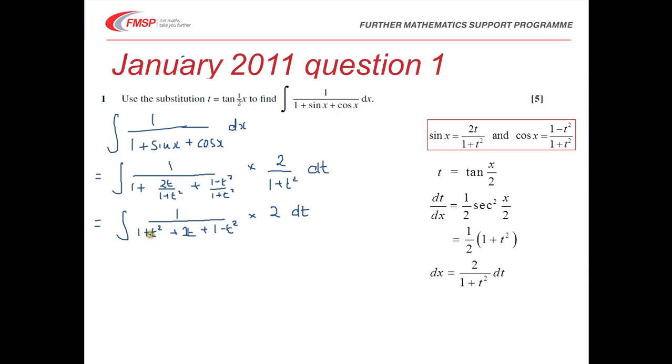And hopefully you'll see that that t squared and t squared cancels out, and so we end up with the integral of 1 over 2 plus 2t times 2 dt. In other words, the integral of 1 over 1 plus t.